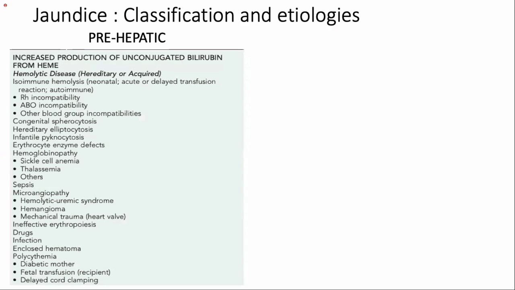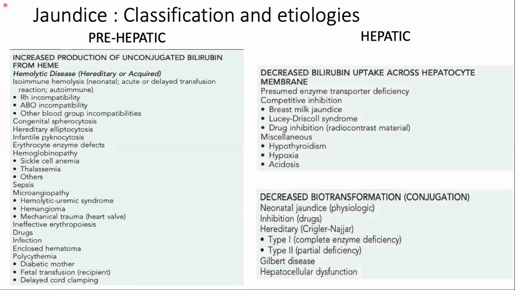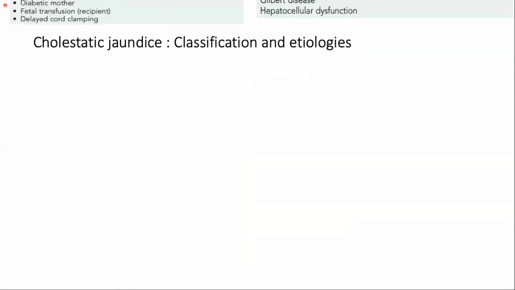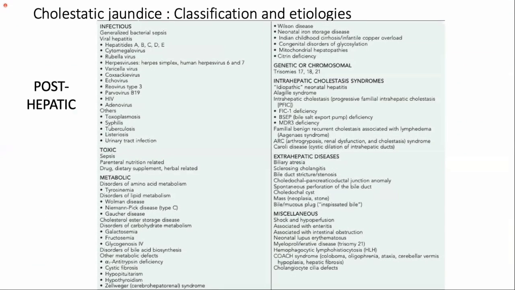Having said that, we can also classify based on anatomy. So we can divide into pre-hepatic. As I mentioned before, they are more or less the same causes, but this is defined according to the anatomy. And then we have the hepatic causes. As mentioned before, either decreased uptake of bilirubin or decreased conjugation process within the liver itself. I will talk a bit about Crigler-Najjar syndromes and also Gilbert syndrome. And then this is the post-hepatic.